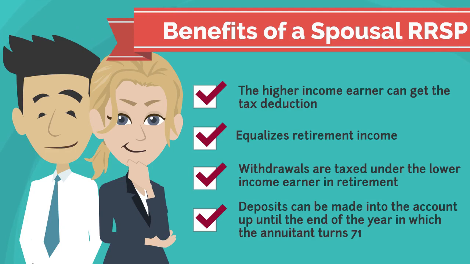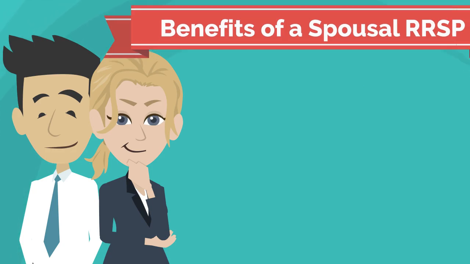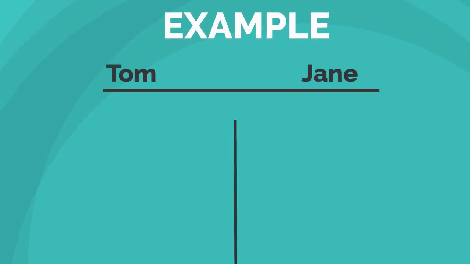This is such a great benefit to a higher income earning spouse that might be above the age of depositing into their own RRSP. And that's because the year in which you turn 71, you must convert your RRSP to an annuity or a RIF. There's quite a bit of information surrounding this, so I've created another video that'll explain that in a little bit more detail for you. Now let's take a look at how a spousal RRSP can help a family.